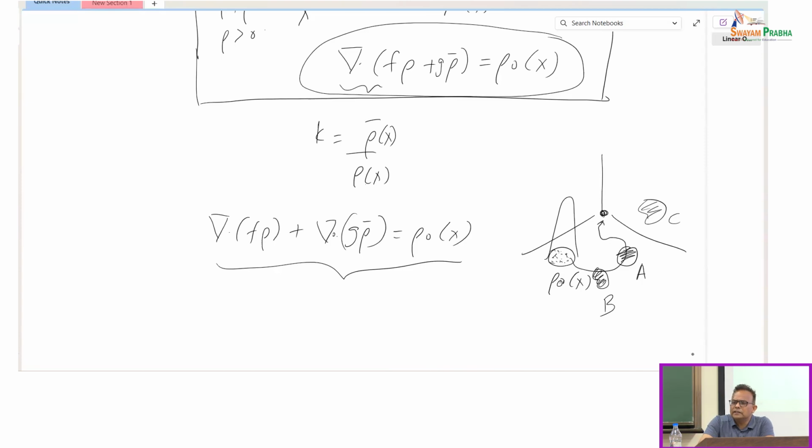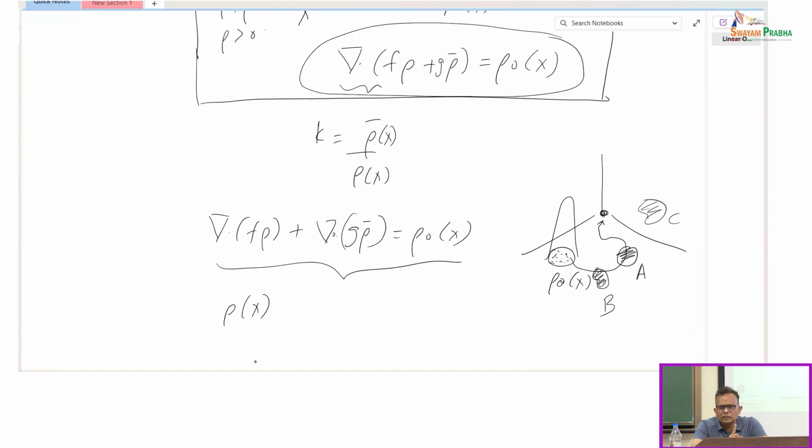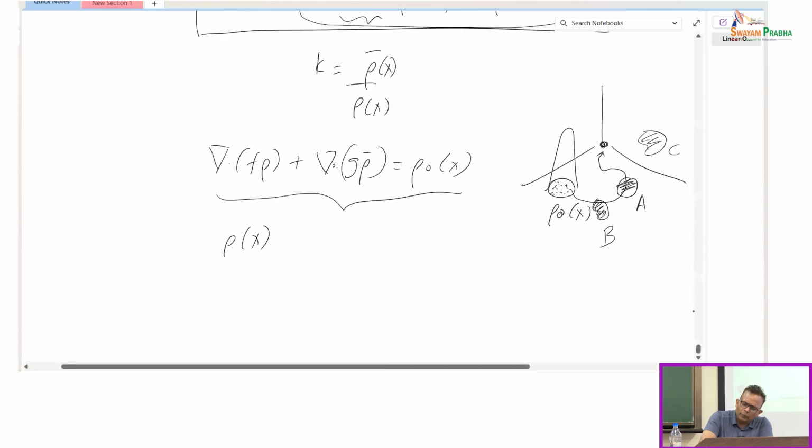So this information about how much time is spent in different regions, and which regions are not traversed, is actually in this density rho of X. Sorry, not rho bar, the rho of X. So rho of X is a density, and it's not just any density, it's also called the occupancy density. So what it means is the following.